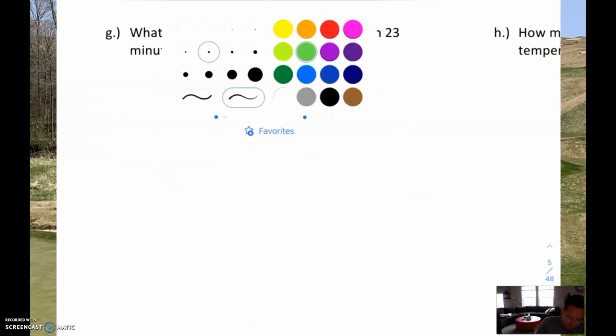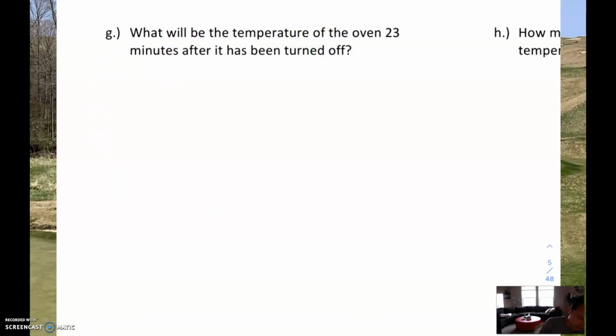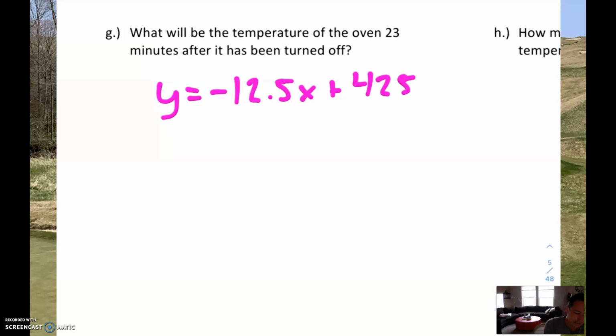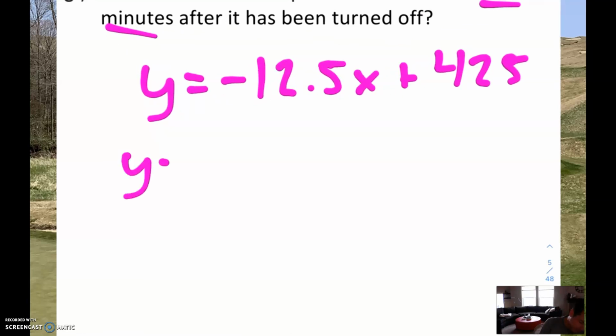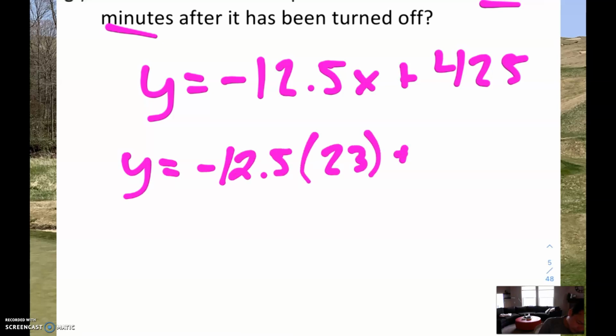For part G, we're going to go through these next two pretty quickly. What's the temperature of the oven 23 minutes after it turns off? Start with your equation. Y equals negative 12.5x plus 425. And now it's saying that we want to know the temperature of the oven 23 minutes. Is that minutes an x-coordinate or a y-coordinate? Minutes was the x-coordinate. So I'm going to replace the x with a 23.